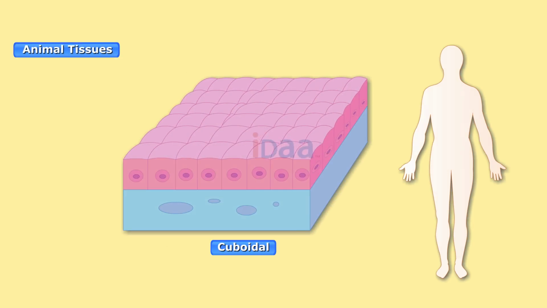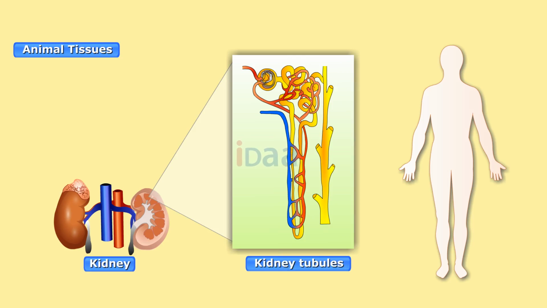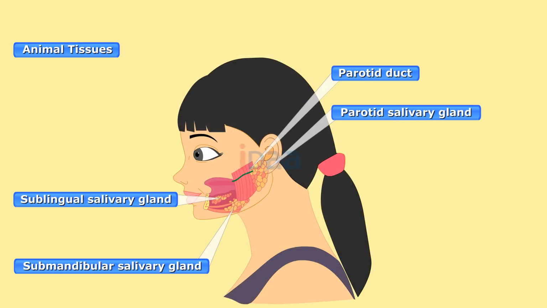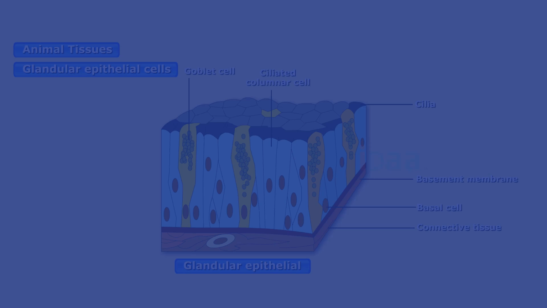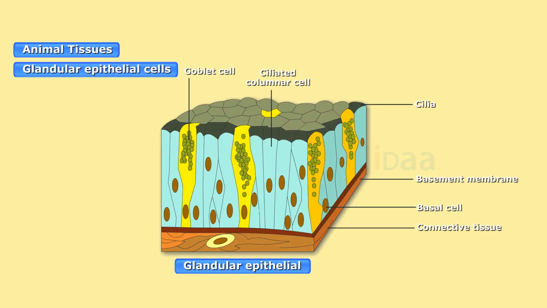Cuboidal epithelial cells are cube-shaped. They form the lining of kidney tubules and ducts of salivary glands. Columnar epithelial cells. Columnar means pillar-like. They are tall cells. They are seen in the inner lining of intestine. In the respiratory tract, the columnar epithelial tissue has cilia. Glandular epithelial cells. Sometimes a portion of epithelial tissue falls inwards and forms a multicellular gland. This is called glandular epithelium.